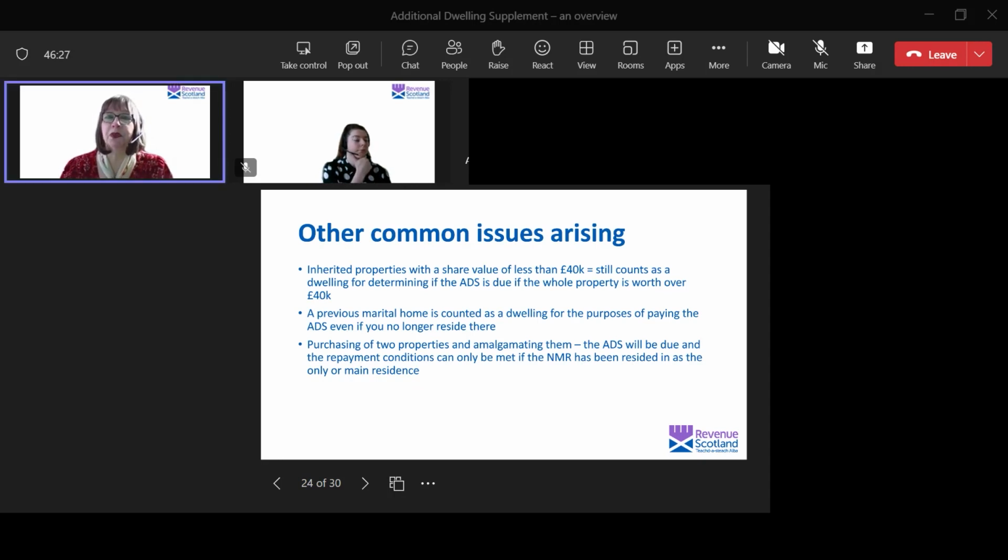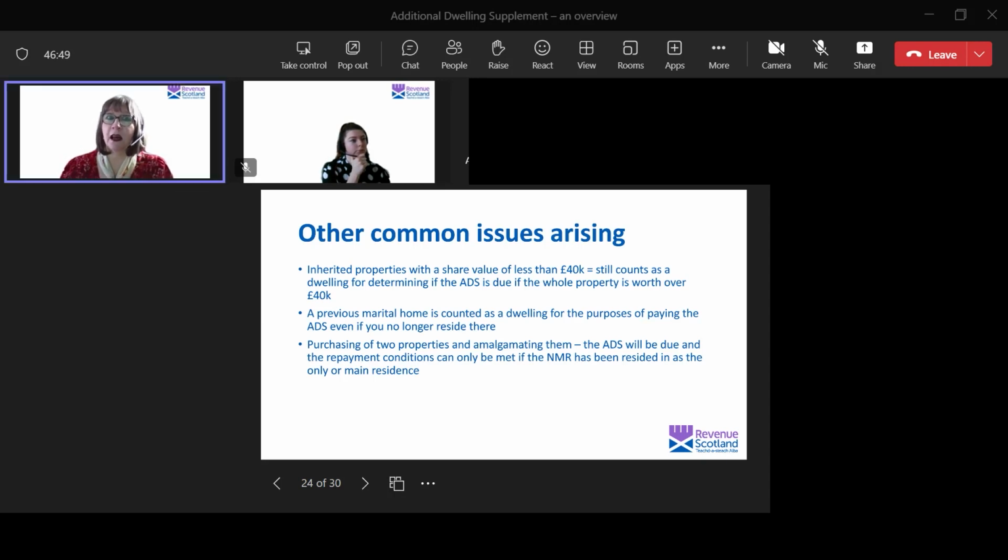So we have inherited properties with a share value of less than 40,000. We still count these as a dwelling for determining if the ADS is due if the whole property is worth 40,000 or more. The second one, a previous marital home, is counted as a dwelling for the purposes of paying the ADS, even if you no longer reside there.